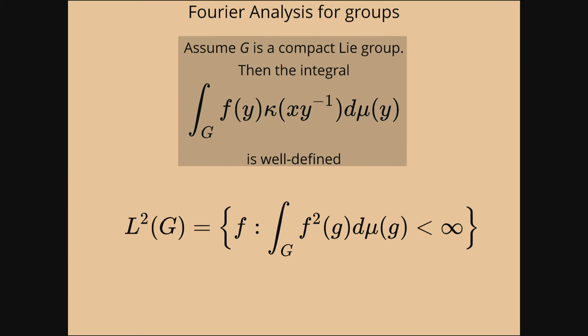Okay. But what is very good for us is that right now we can define the L2 space for functions on G. The functions on G are functions that go from G to the real numbers. And as you probably know, this is very good for us because this is the space on which we want to do the Fourier transform.